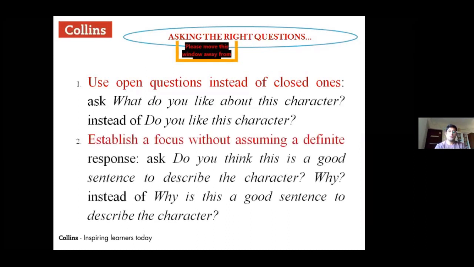Establish a focus without assuming a definite response. So instead of asking, why is this a good sentence to describe the character? Because if you say that, you're automatically answering yourself, oh, this is a good sentence. So you're not leaving any option for the learner to think why it is a good sentence. But if you ask, do you think this is a good sentence to describe the character? If yes, why? If no, why not? So that kind of a question could actually help in the classroom to enable them to think.